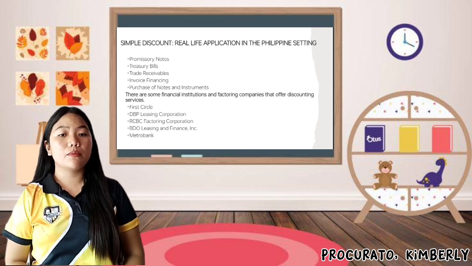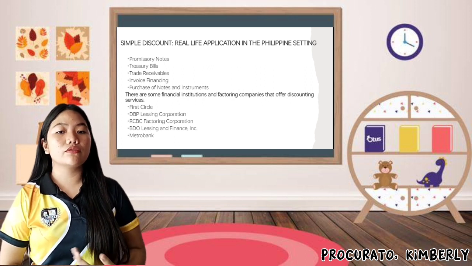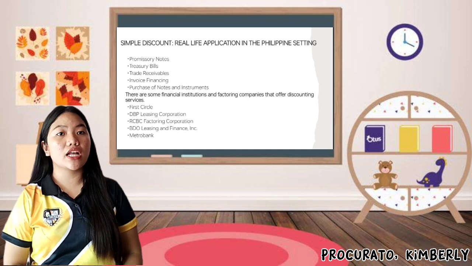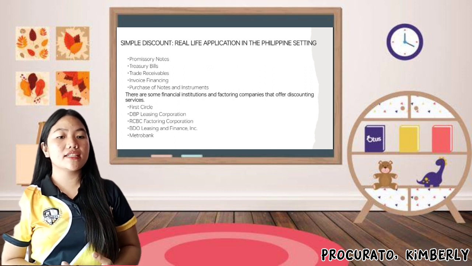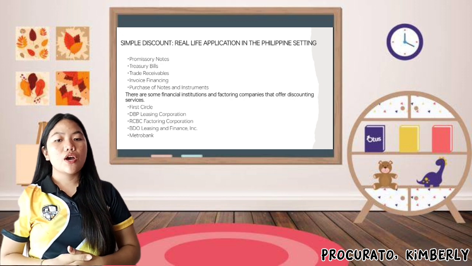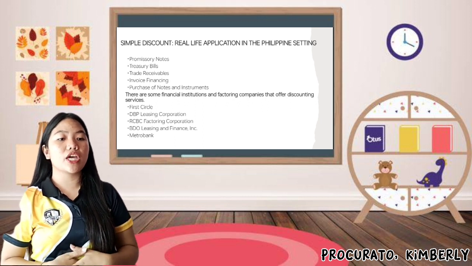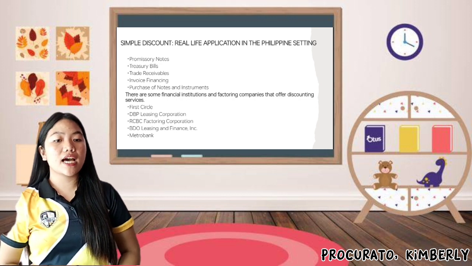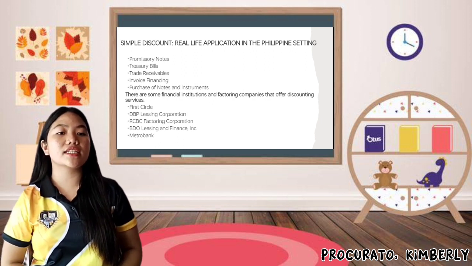So next is trade receivable. So in a business transaction, when a company sells goods or services to customers on credit, it may choose to convert the outstanding receivables into immediate cash by discounting them with a bank or financial institution. So also invoice financing. Small and medium-sized enterprises or SMEs in the Philippines often face cash flow challenges due to delayed payments from customers. So next is purchase of notes and instruments. So financial institutions in the Philippines may purchase commercial paper, promissory notes, or other negotiable instruments from individuals or businesses at a discounted value. So there are some financial institutions and factoring companies that offer discounting services.